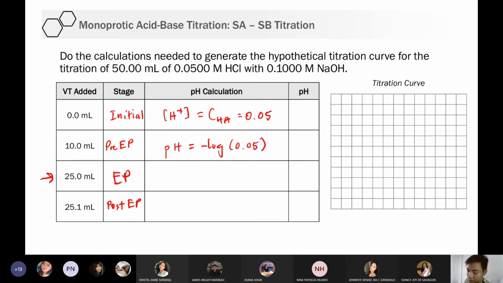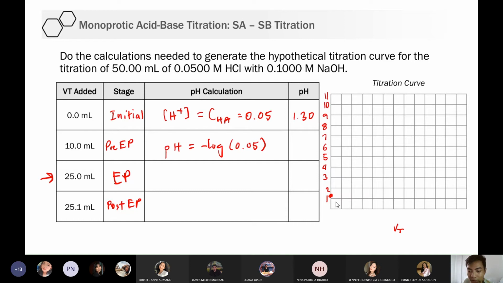So, this negative log 0.05. Ang pH ng solution ay 1.30. Okay? So, ganun lang. Yun na yun. So, i-graph natin. Kunwari ito, 1, 2, 3, 4, 5, 6, 7, 8, 9, 10, 11. Itong 1.30 somewhere here. So, 0 ml to. Volume ng titrant. So, ito yung initial pH, 1.3.